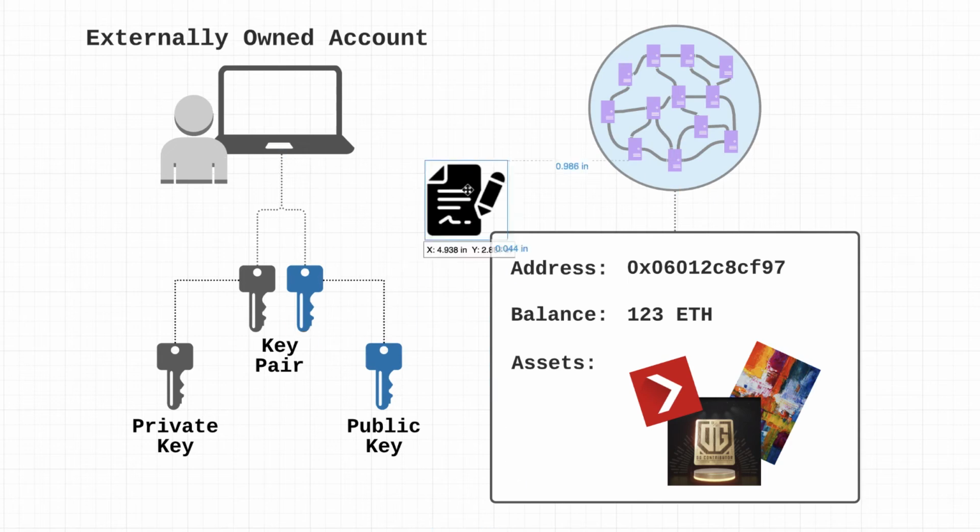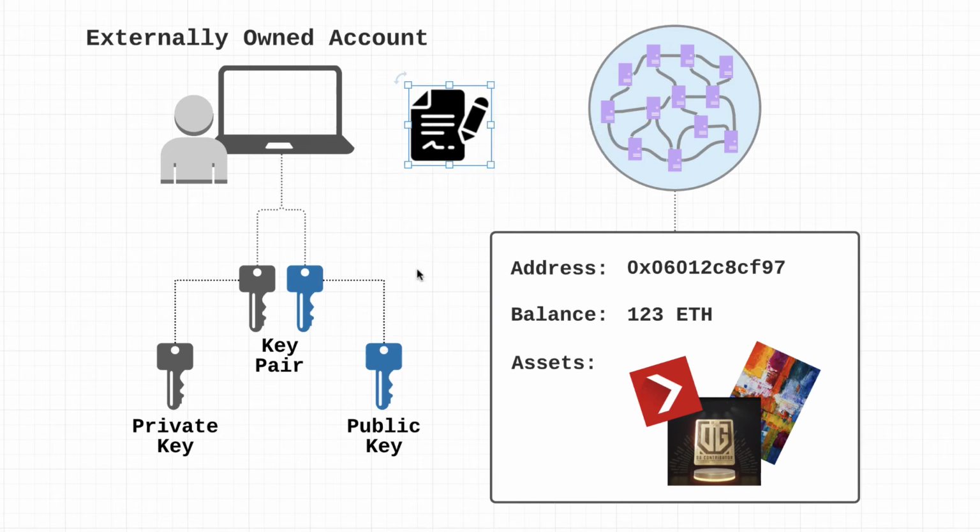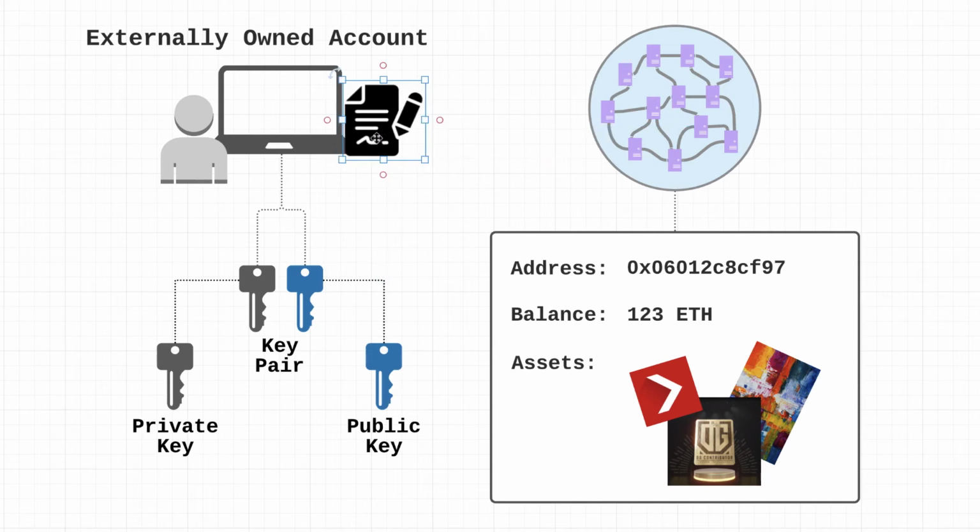And that transaction is going to say, in layman's terms, "Hey, I want to transfer Ether to someone else." Now, whenever you do that, your app is going to use your private key, and it's going to create something on that transaction called a digital signature.